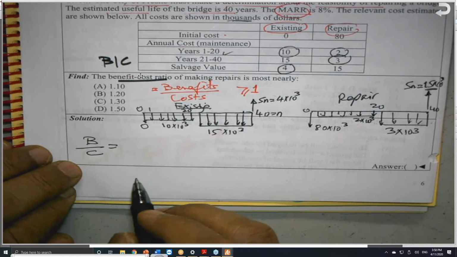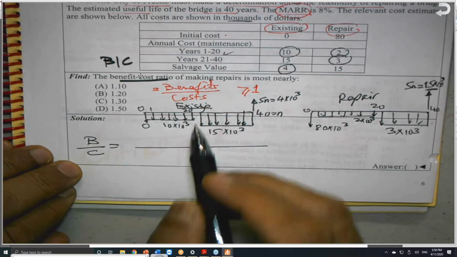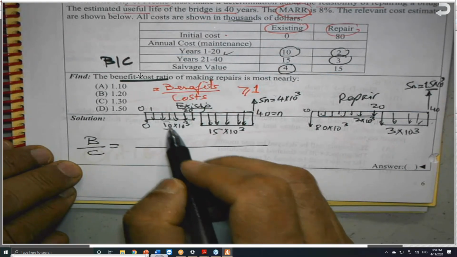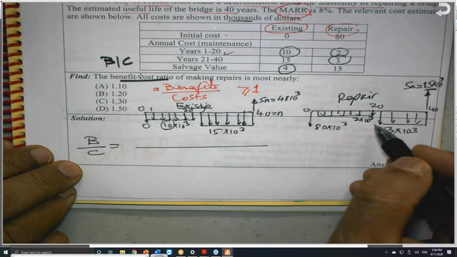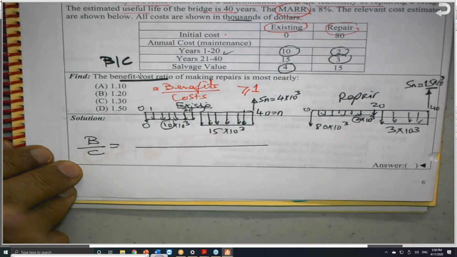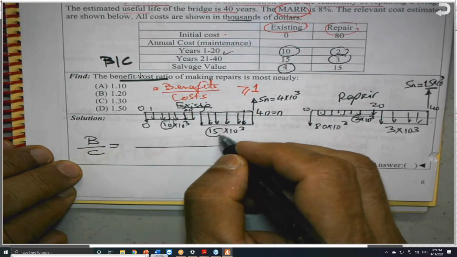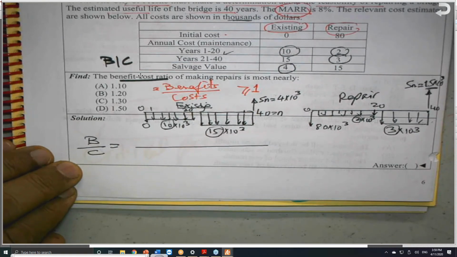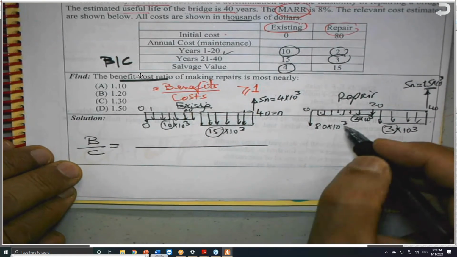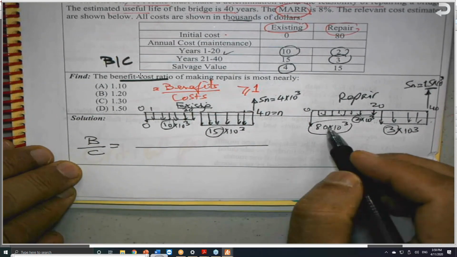Okay. So what are the benefits? The benefits here, I used to spend 10,000 for repair. I'm spending only 2,000. So there is an 8,000 difference. I used to spend 15,000 here, but I'm spending only 3,000 here. So I have a benefit. But this doesn't come for free. I have a cost here. So the cost is 80,000.